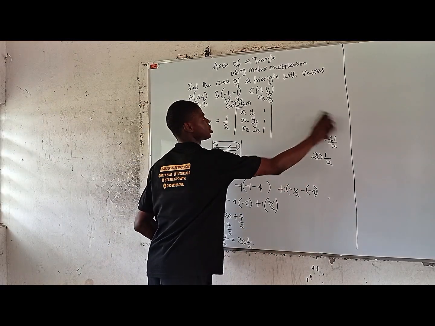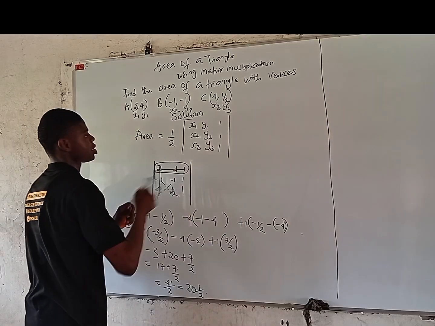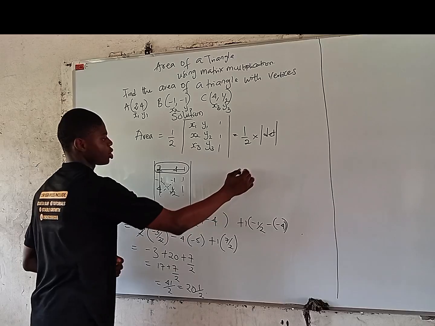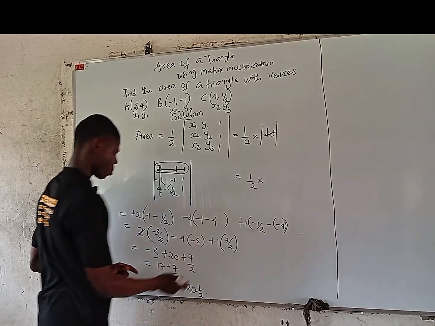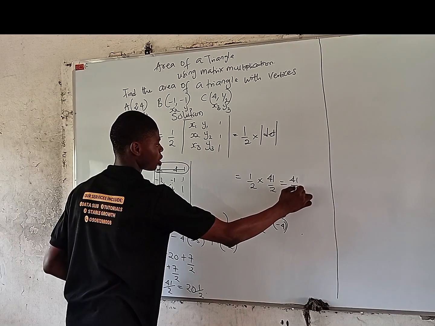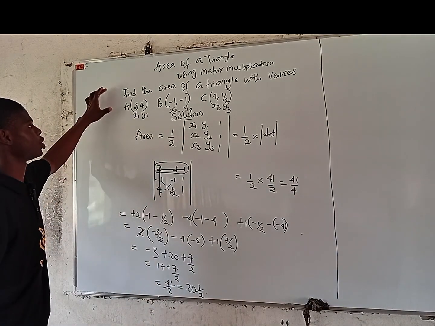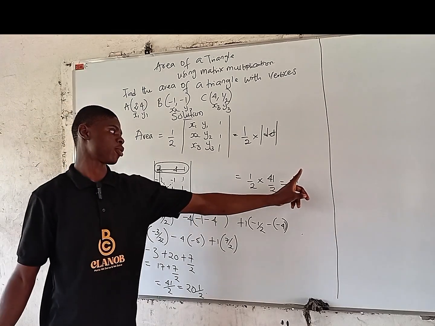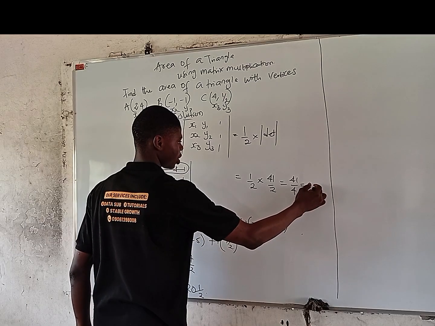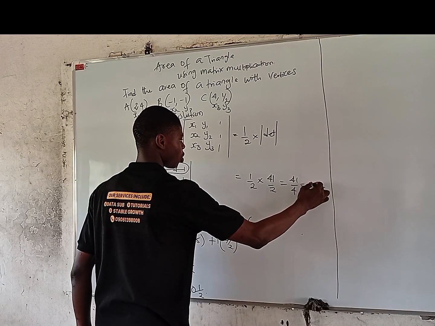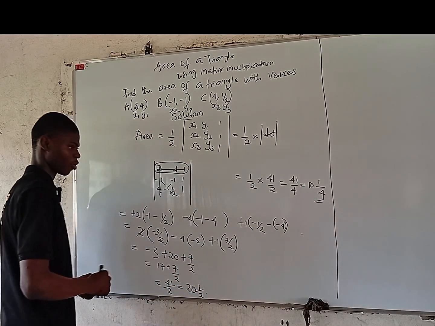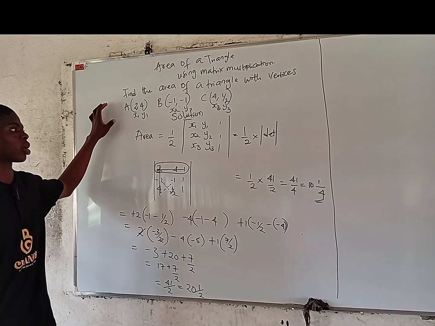So all we're going to have is, this formula is still the same thing as saying half multiplied by the determinant, right? So we're simply going to do 1 over 2 multiplied by 41 over 2, which we had, to give us 41 over 4. So the area of a triangle with these vertices is 41 over 4. If you want to leave this in mixed fraction, you can have this to be 10 and 1 over 4, since 4 times 10 is 40 plus 1 is 41. So this is simply how to get the area of a triangle with these vertices.